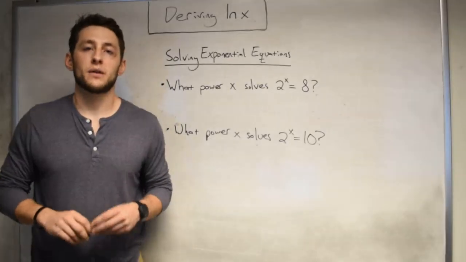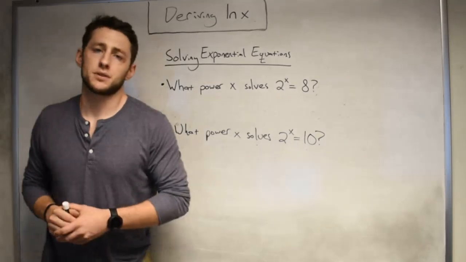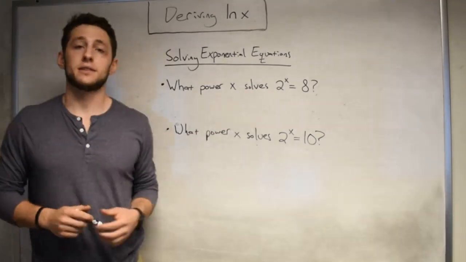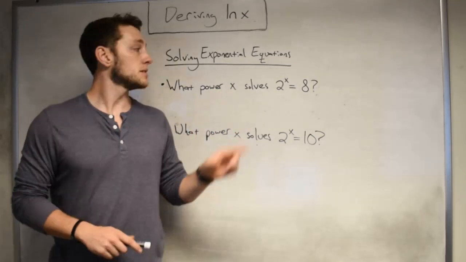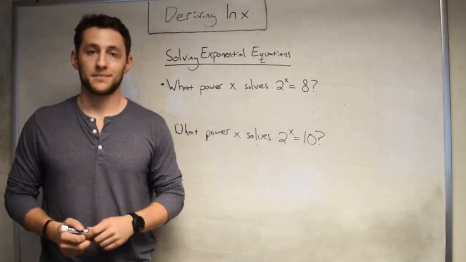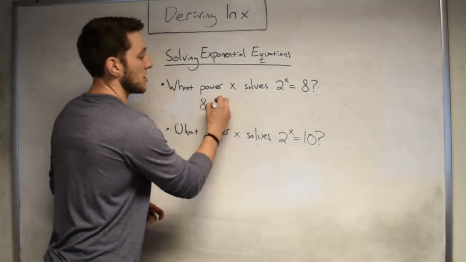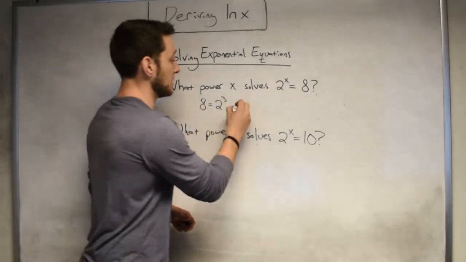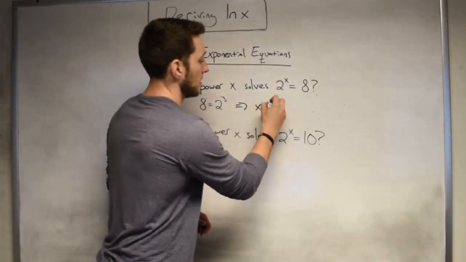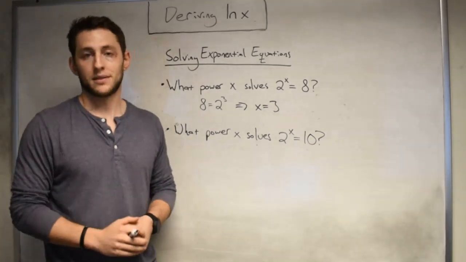So let's go ahead and motivate where these logarithms actually come from. They're actually going to come from solving exponential equations. For instance, a natural question we could ask: what power x solves the equation 2 to the x equals 8? Well, one thing we could notice is that 8 is just 2 cubed. So x better be 3. And that would be a perfectly good answer and the correct answer.